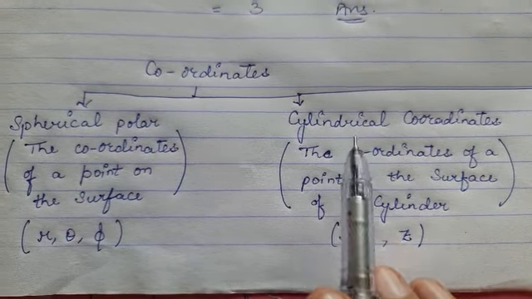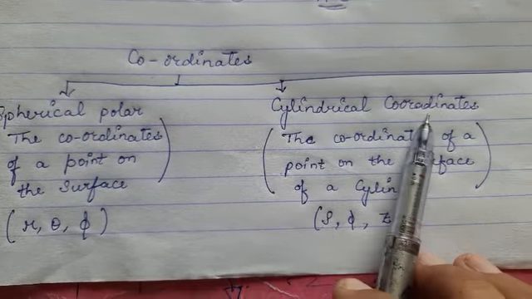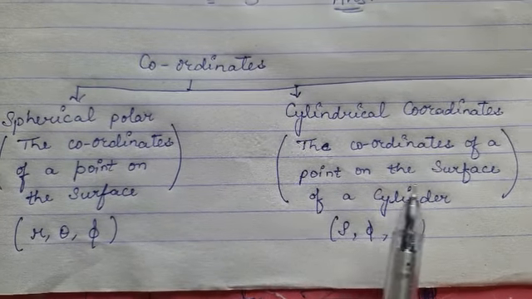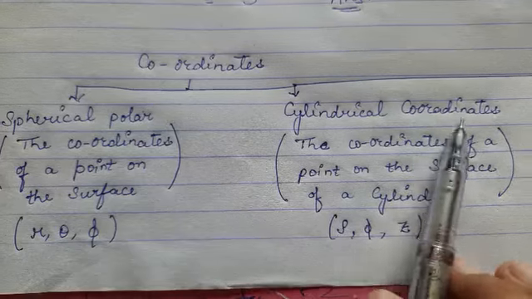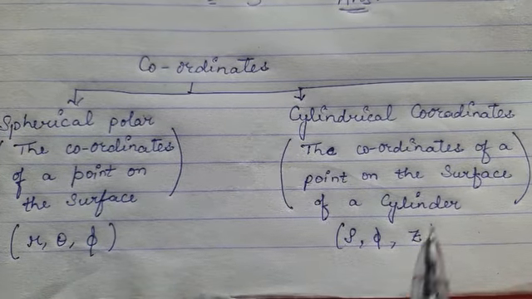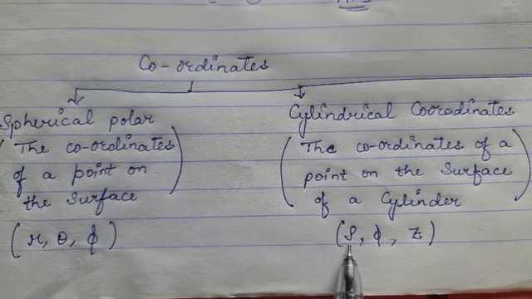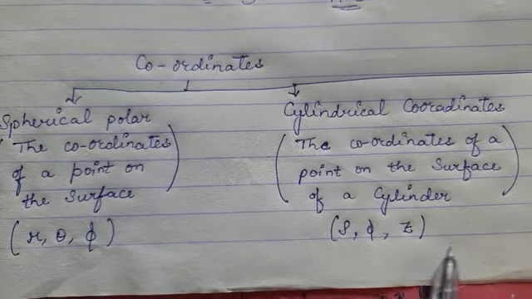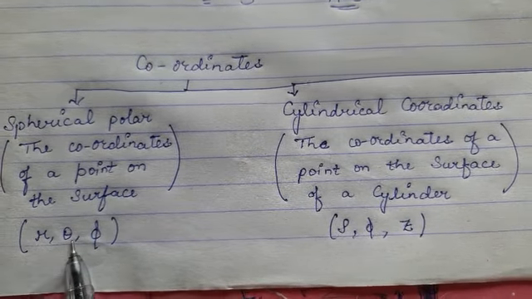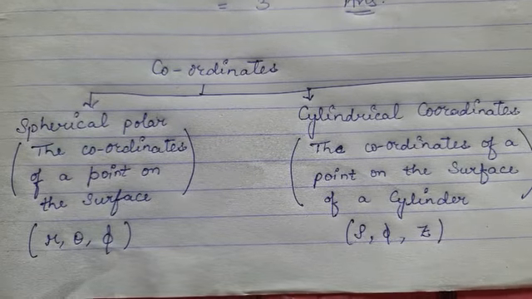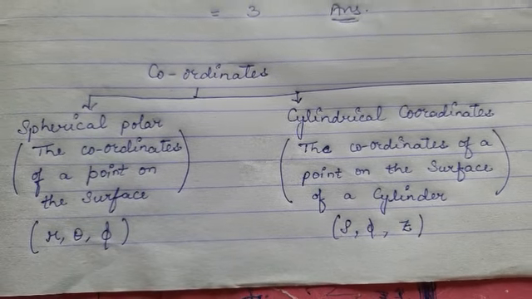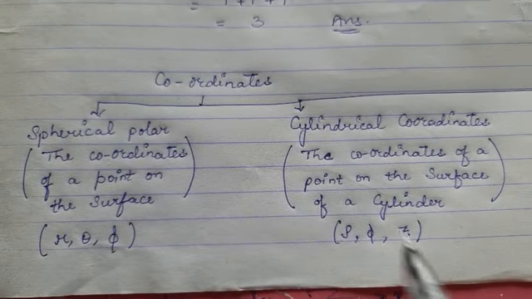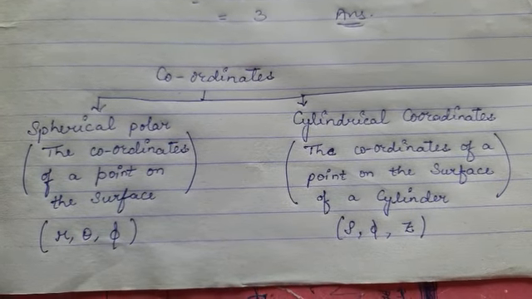So the second terminology is cylindrical coordinates. The coordinates of a point on the surface of a cylinder are called cylindrical coordinates, and cylindrical coordinates are represented by rho, phi and z. These are the cylindrical coordinates, and r, theta, phi are called spherical coordinates. Now we are going to derive an expression in detail for both.